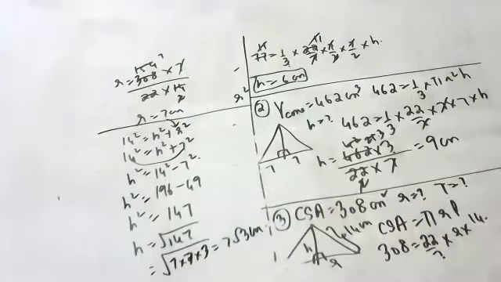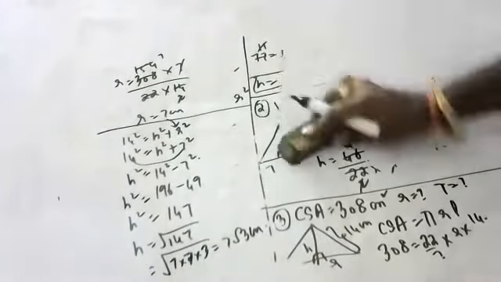Now that we know 7 root 3, we want TSA also. What is the TSA of a cone? Pi r into l plus r.